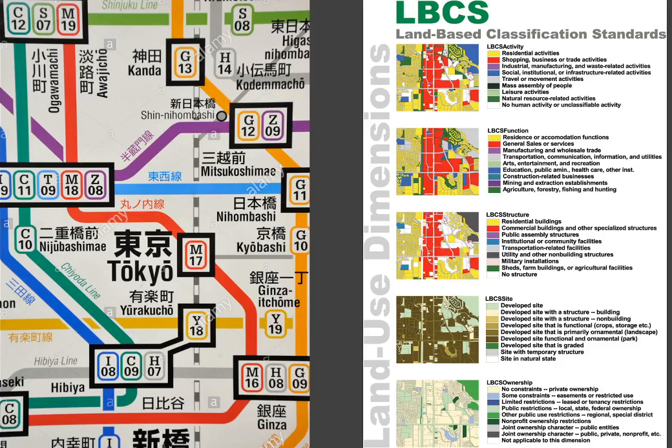Or here, yellow is residential activities, and red here is for the shopping or business or trade activities like this. You give the meaning for the colors. If you want to use lots of colors, you have to code it.